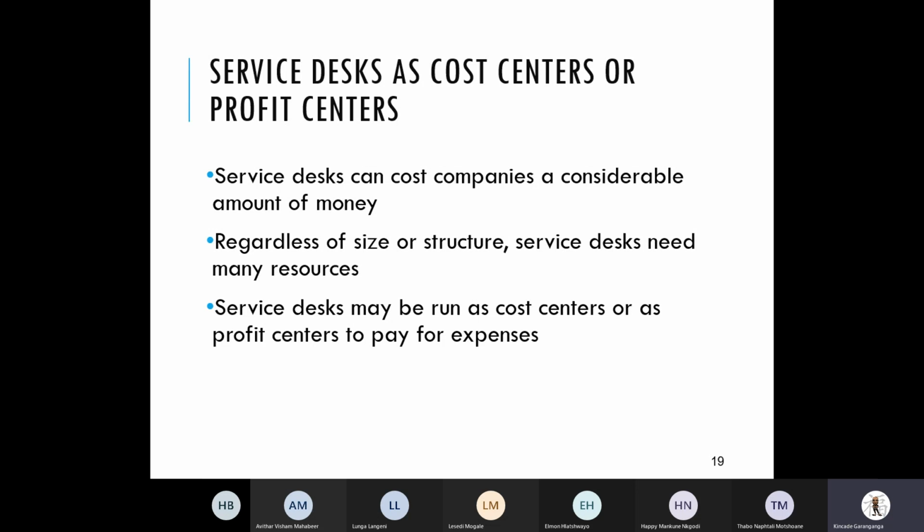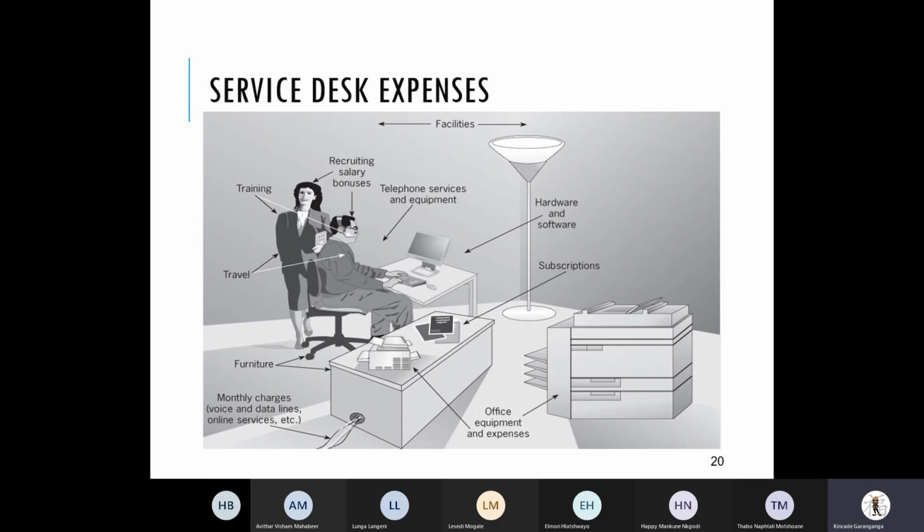And this, regardless of the actual size and structure, these desks would need a lot of resources, especially from a technological aspect, as far as configurations are concerned. So these service desks, like we mentioned, can be cost centers or profit centers that pay for expenses associated with the organization at large. Now, if you look at basic expenses I was talking about earlier, when you're setting up a service desk, it's not just your technology that is relevant. So if you've got the computer system, the software installed, and additional hardware that is necessary, you still need to consider, for instance, internet connectivity, right? That's all part and parcel of another expense that needs to be thrown in.